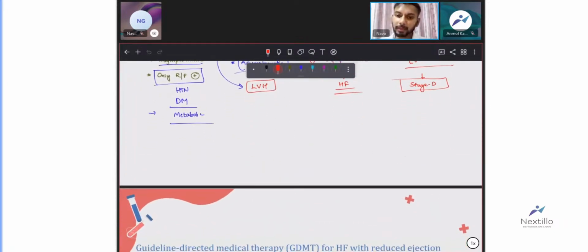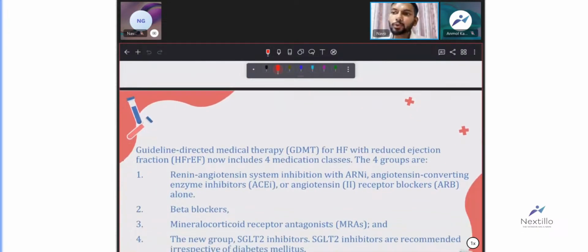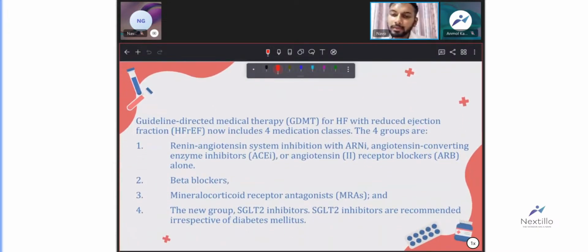Now we'll start with the treatment portion. If you remember the pathophysiology, the treatment becomes fairly simple. Why is heart failure happening? Heart failure happens because of compensatory mechanisms. What are the compensatory mechanisms? Renin-angiotensin-aldosterone system activation, sympathetic nervous system activation, inhibition of natriuretic peptides, and activation of ADH. So these are the 4 things. If we block all of this, we are treating heart failure.